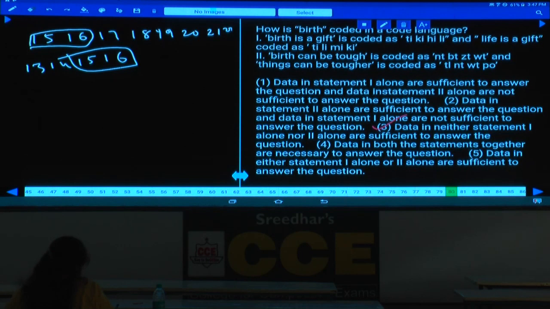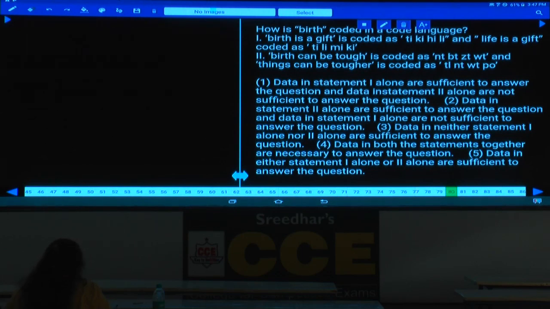For next one, question number 80. Now in this question number 80, how is birth coded in this code language? Birth is a gift is coded as life is a gift. Now sir, the question is about this one. Now what is the word which is common here? Is and a is common. Here also is and a is common. As is and a are common, birth and gift are left over. Hence three words are there, three words are common, three codes are there. Hence finally one code will be left over. Hence we can determine the code for this birth.